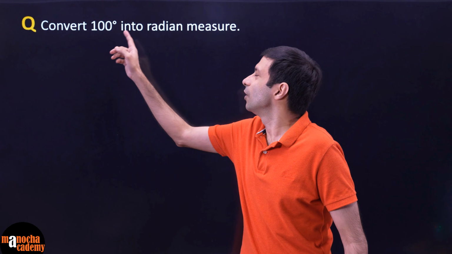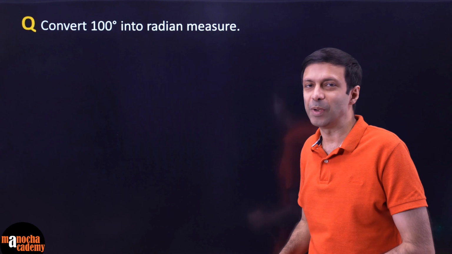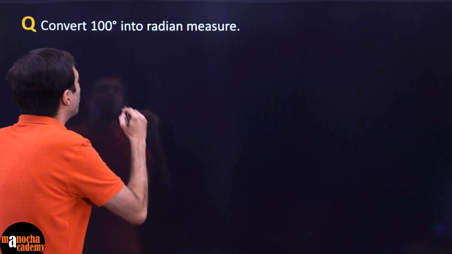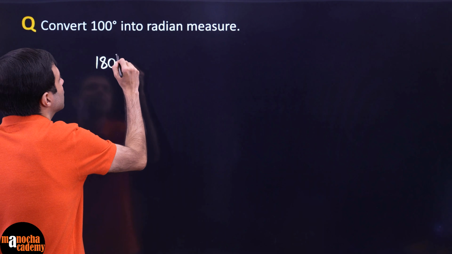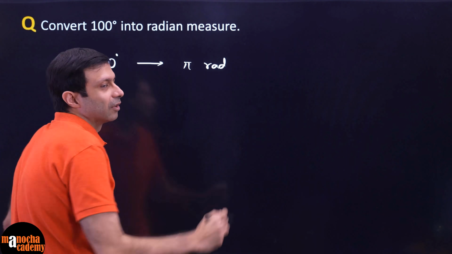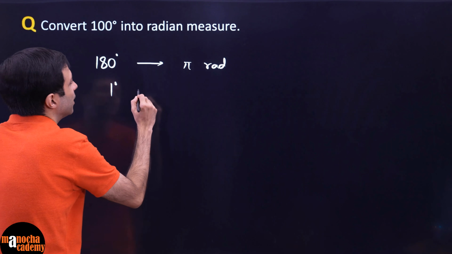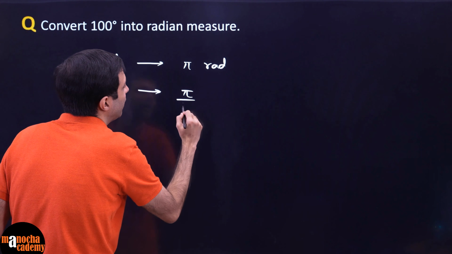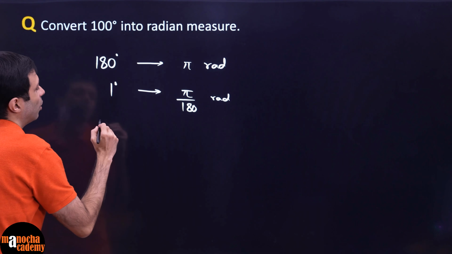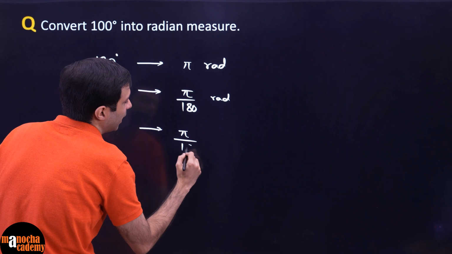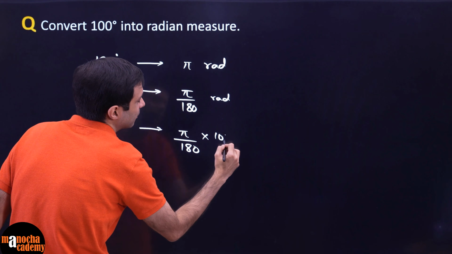Now let's try out some questions related to degrees and radians. Here's the first question. You need to convert 100 degrees into radian measure. So how will you do this? One simple technique is that 180 degrees is pi radians. So you can just simply apply the unitary method here. We know that 1 degree is going to be pi by 180 radians. And so 100 degrees is going to be pi by 180 times 100 radians.